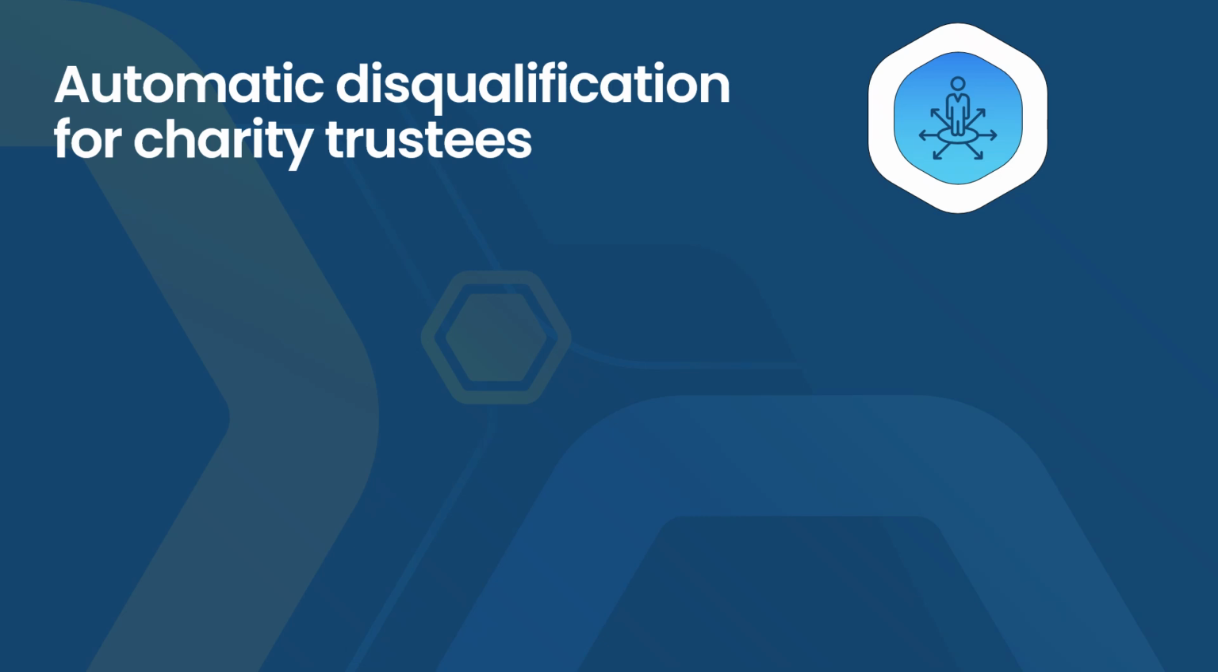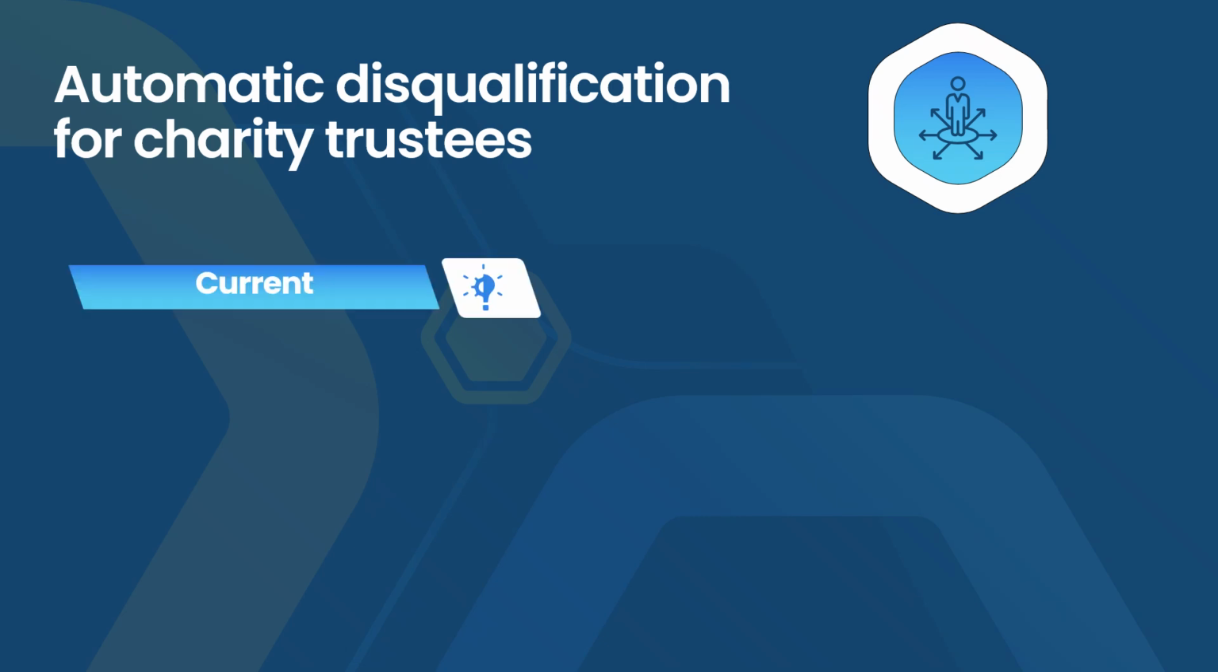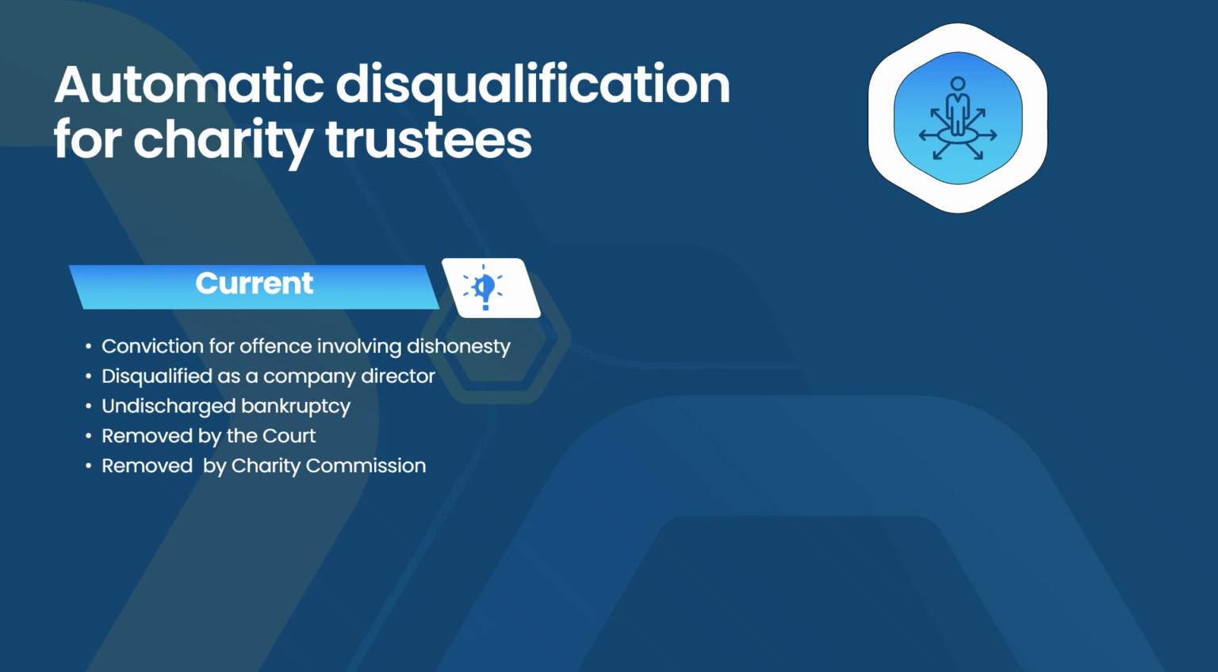There has been a lot of changes in the disqualification criteria for charity trustees. Currently, if you have a conviction for dishonesty, are disqualified as a company director, or have undischarged bankruptcy, or have been removed by the court or the Charity Commission, you can't be a charity trustee.